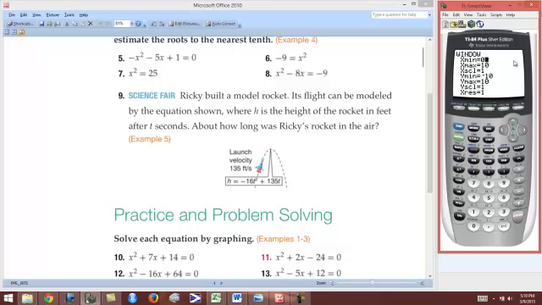So the time is 0 when the rocket takes off, and then the time stops when the rocket hits the ground. Now we already figured that it's going to be at its maximum around 4.2 seconds, so it's going to hit the ground around 8.4 seconds.